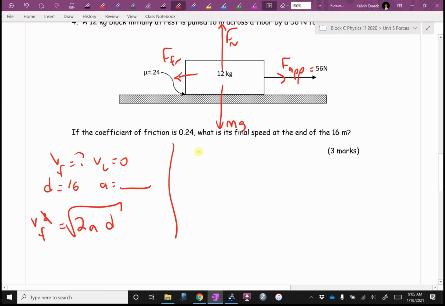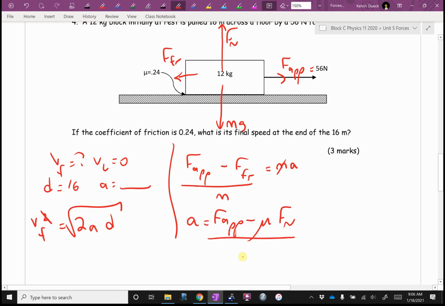Who's winning? Who's losing? What's that going to equal? MA. Shay's theorem. F applied minus mu times the normal force, all over m. I don't know the normal force. Oh, but look. I know the force is the same size as the normal force. Which one? So I can do that.